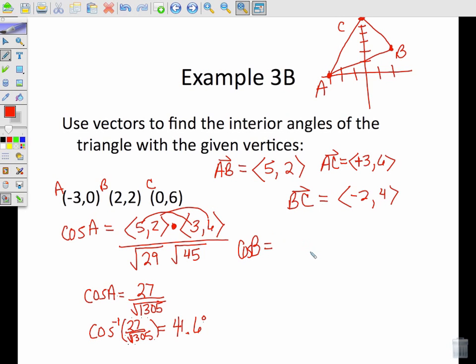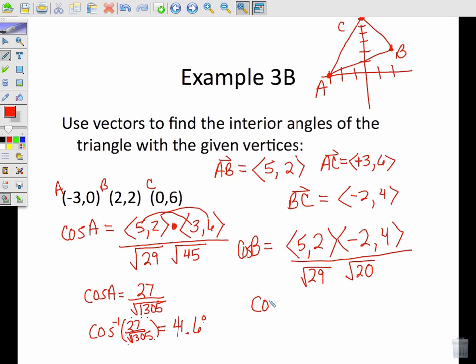So let's find B. Cosine of B would equal, now we're looking at the vectors that are contained at the vertex of B. So we've got the dot product of (5, 2) along with (-2, 4), divided by the magnitudes: the square root of 25 plus 4 is 29, and the square root of 4 plus 16 is 20. So cosine of B equals, the dot product would be -10 plus 8.